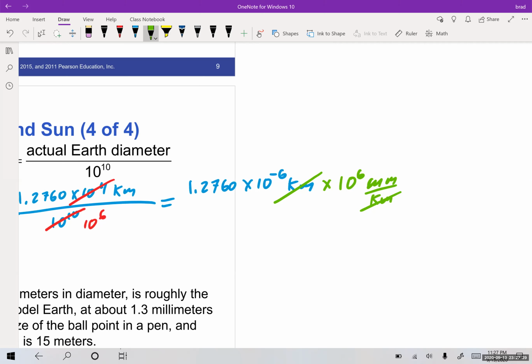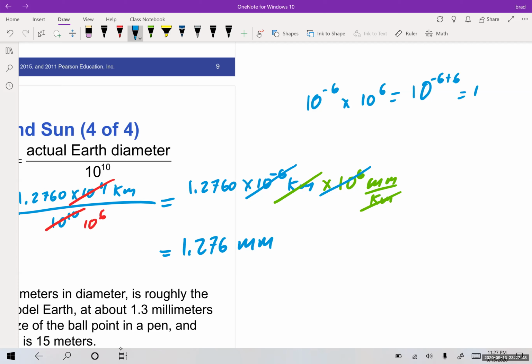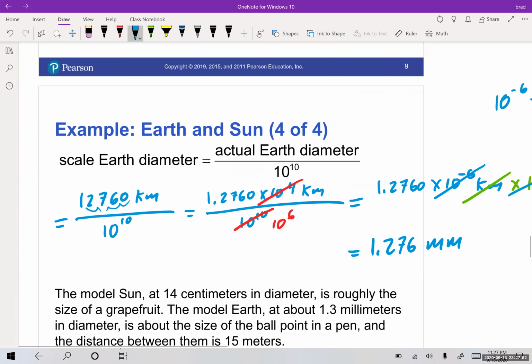So our final answer becomes 1.276 millimeters, right? Because this cancels with this. 10 to the negative 6 times 10 to the 6 would be 10 to the negative 6 plus 6, which is 10 to the 0, which is just 1, okay? So we have that.